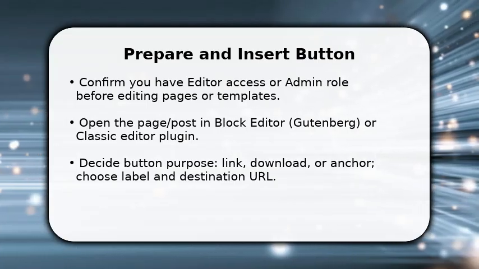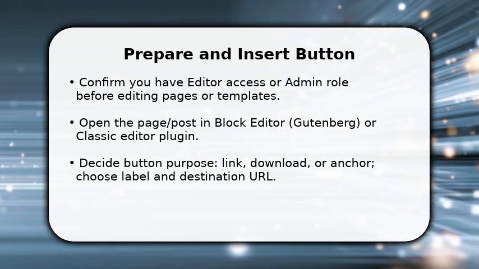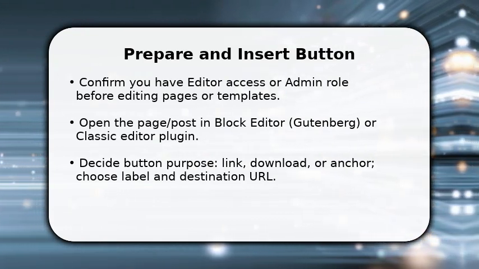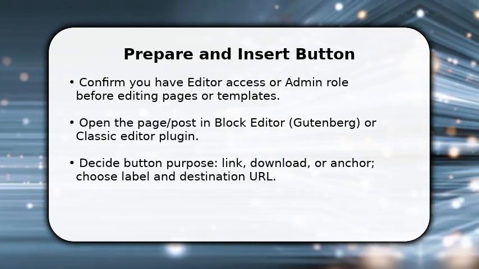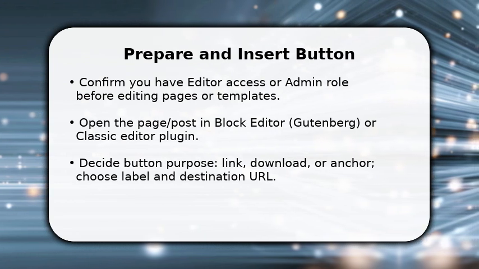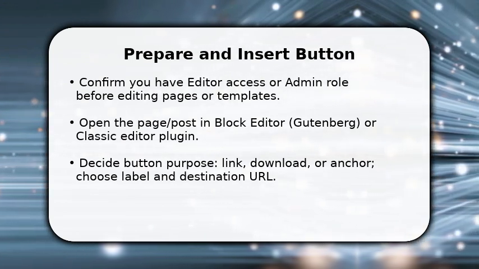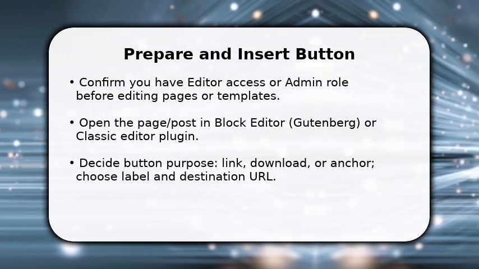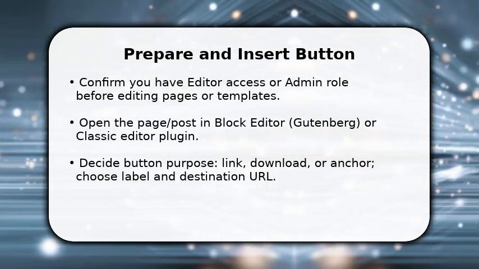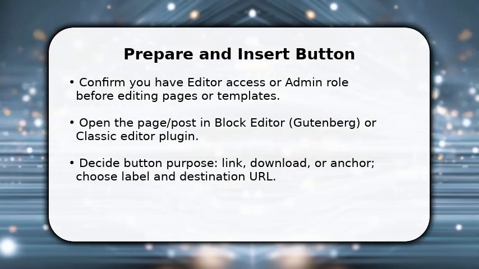You start by making sure you have the proper editor or admin permissions so changes save correctly. Open the page in the block editor. If you use Classic, enable the Block Inserter plugin to access modern controls. Once there, insert a button block and type a clear label that matches the action, like download or contact. Use the URL field to paste the link. If linking to a file, upload it to Media Library first so the destination is reliable.